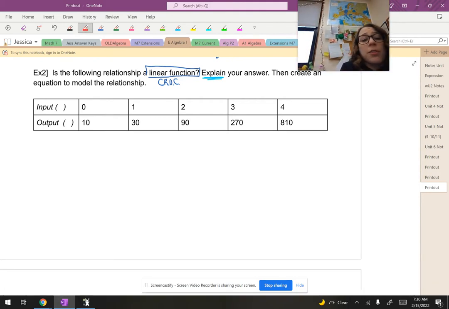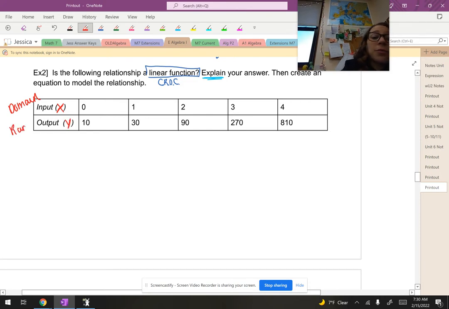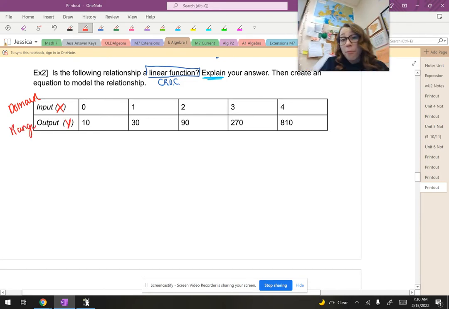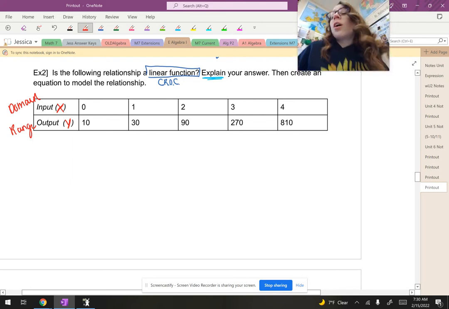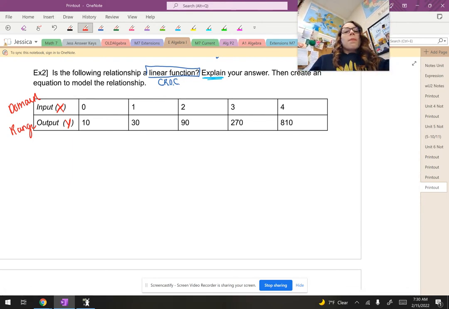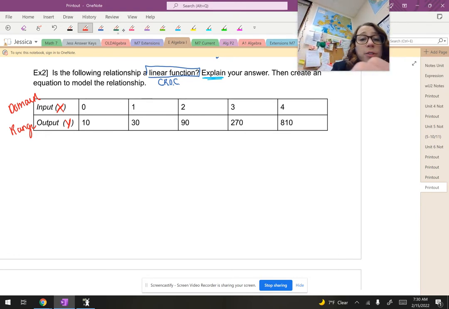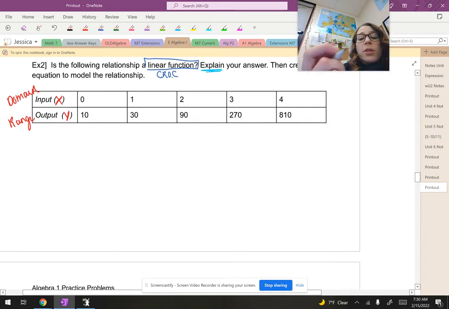A brief reminder: your inputs are your x values, aka your domain. Your outputs are your y values, aka your range. A little function vocab from Unit 5. If I'm looking at the inputs first, each one of these inputs is going up by 1 each time. I have +1, +1, +1, +1. So that's cool. I really just need to focus on the y values and what's going on with them.